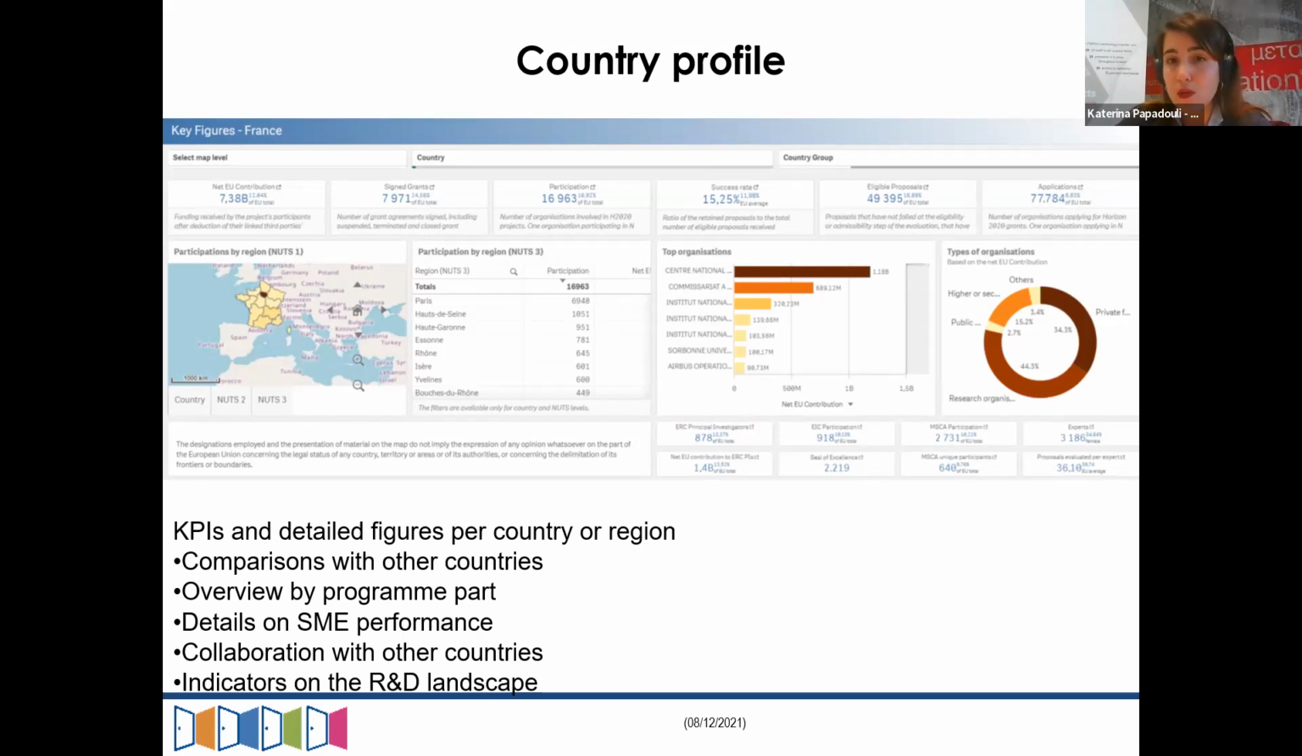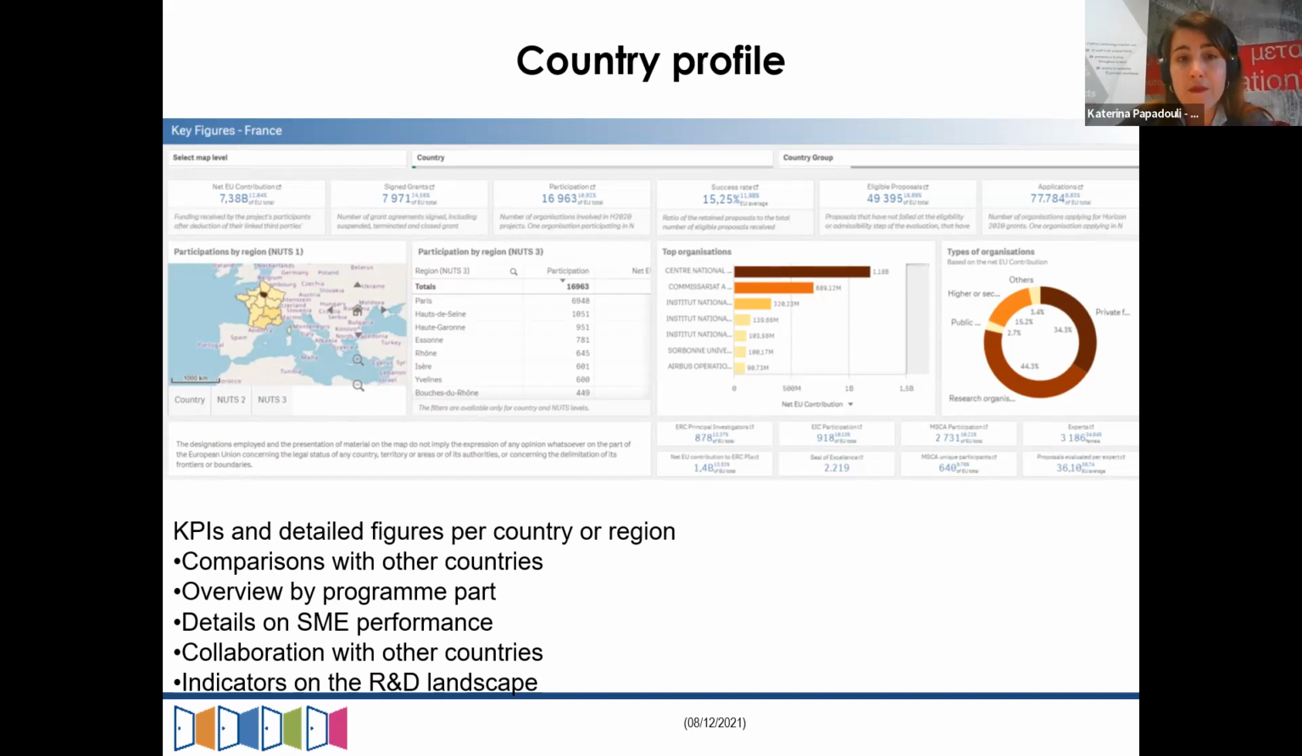So here we can also filter by thematic priority to see the participation of a country in a specific thematic priority. We can see the participation of SMEs from a specific country in different parts of the program in general, but also in the specific SME dedicated tools such as the EIC pilot and the SME instrument.